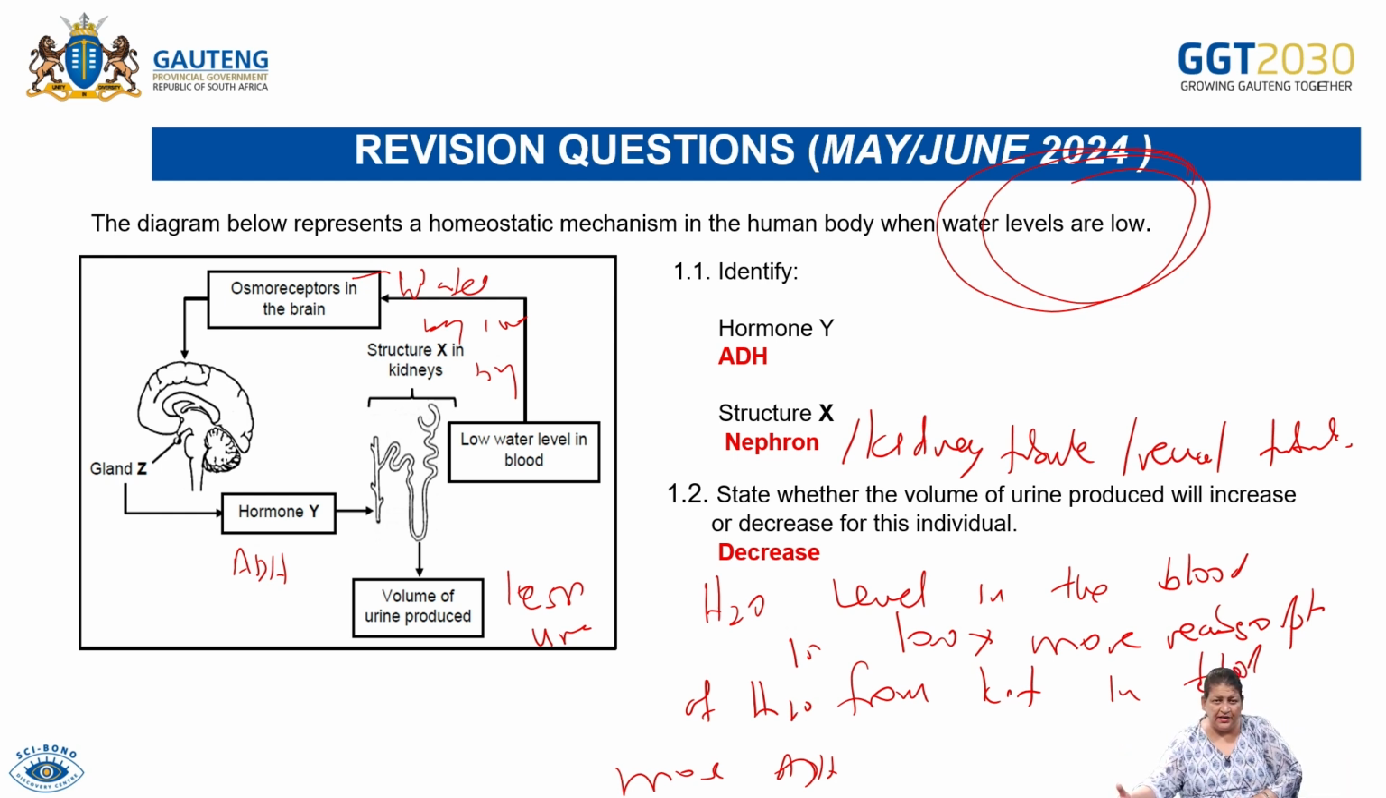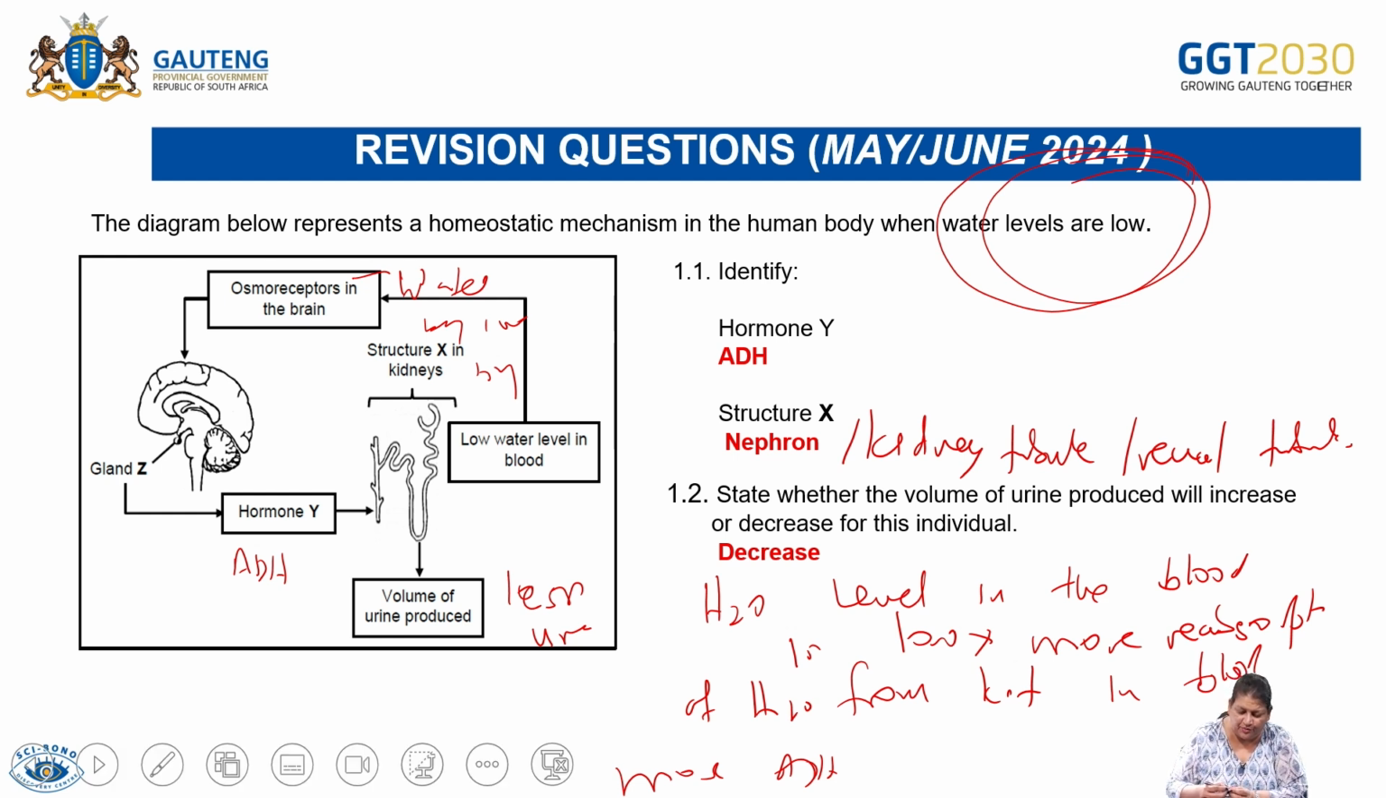More water in the urine means less water was reabsorbed into the blood, and less ADH. So less ADH, more water is in the urine, and less was reabsorbed. If the ADH level is high in the blood, then more water will be reabsorbed and less water will be in the urine. Do you all understand this homeostatic mechanism, learners? I'm just going to revise that one more time because this is very, very important.